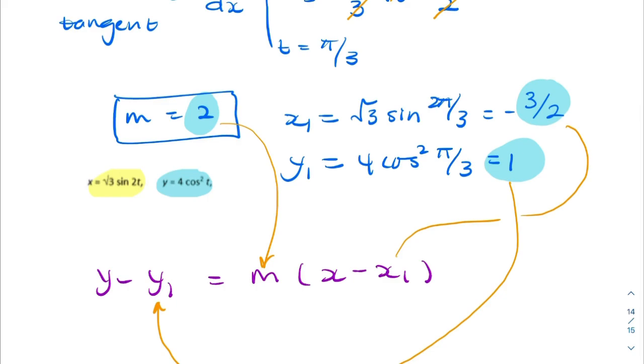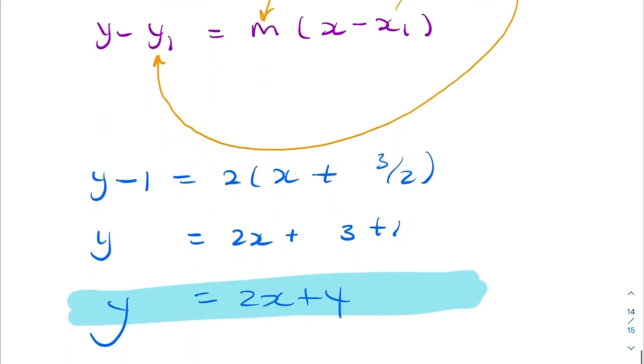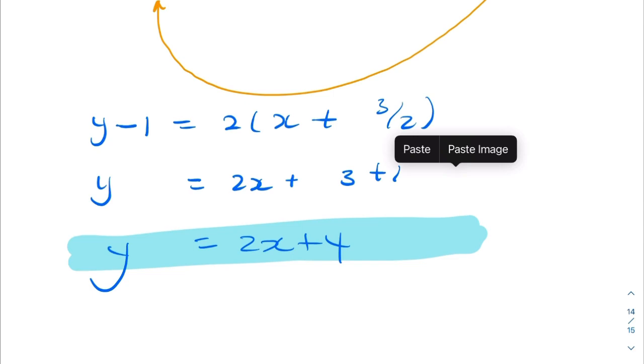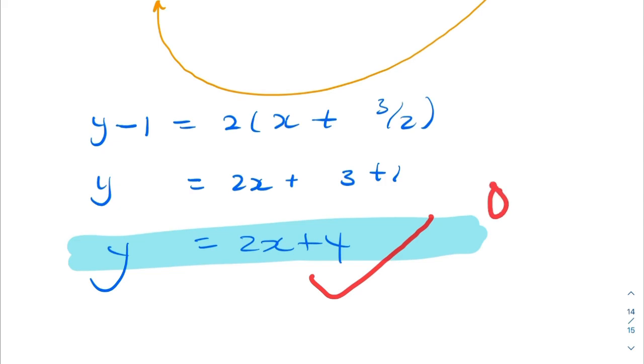Okay, I've just checked, and sine 2 pi over 3 is root 3 over 2. So I've changed that, and the equation now changes and becomes that. So that's your final answer.